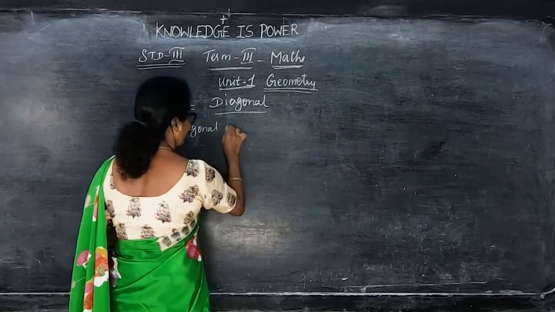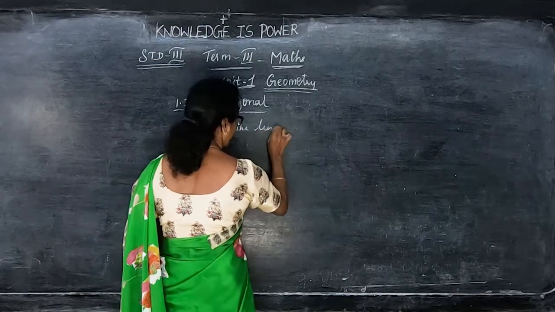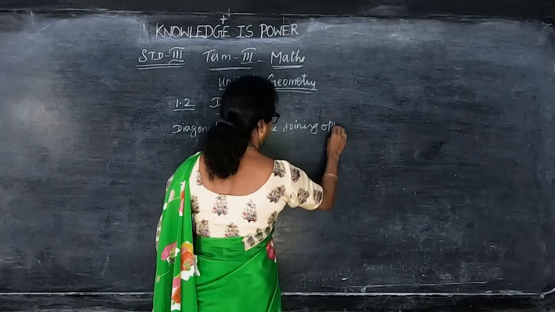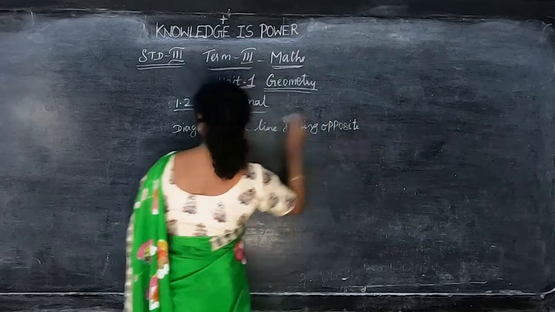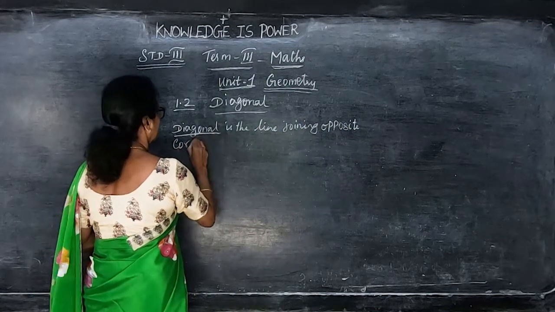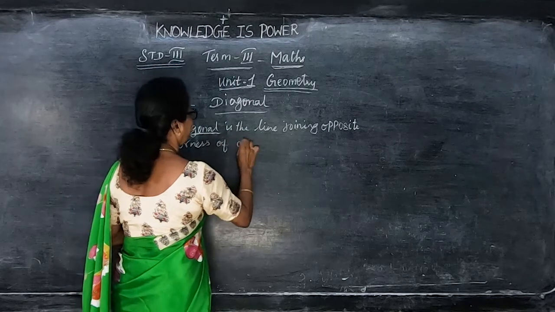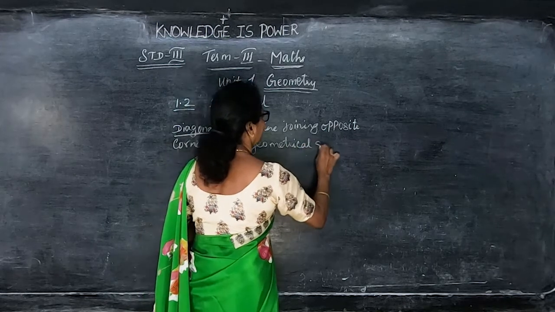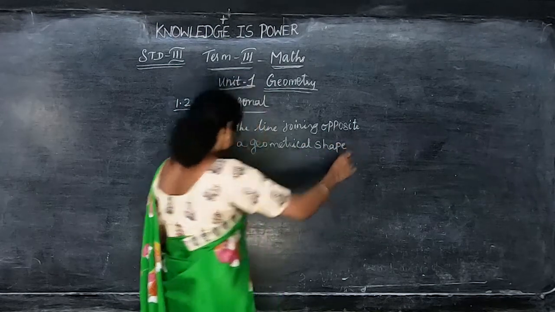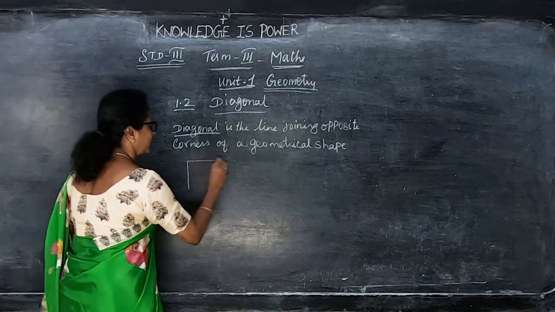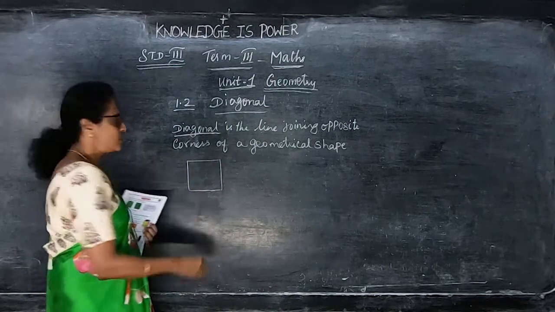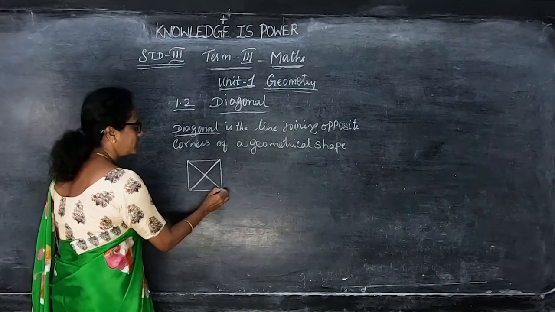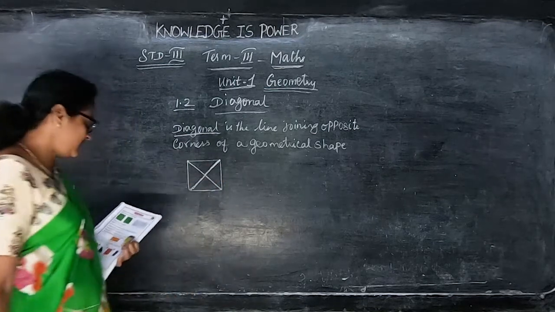Diagonal is the line joining the opposite corners of a geometrical shape. Okay, so that is called the diagonal. That is diagonal, opposite corners, geometrical figure. Suppose if this is the square, so square means all the four sides are equal. So this is called the diagonal. In the opposite corners, joining them is what we call diagonals.